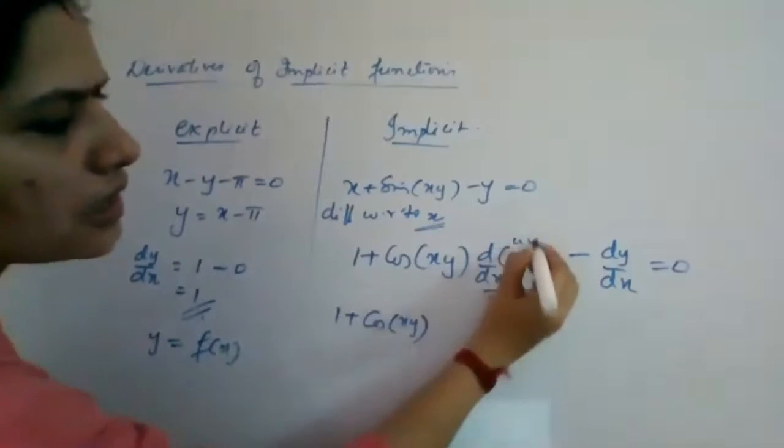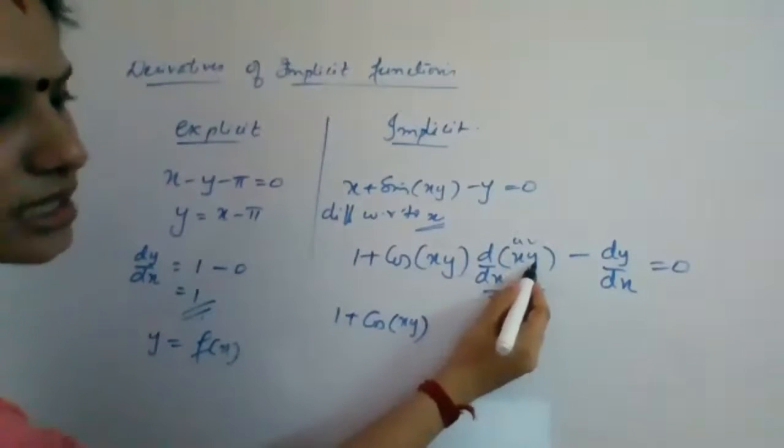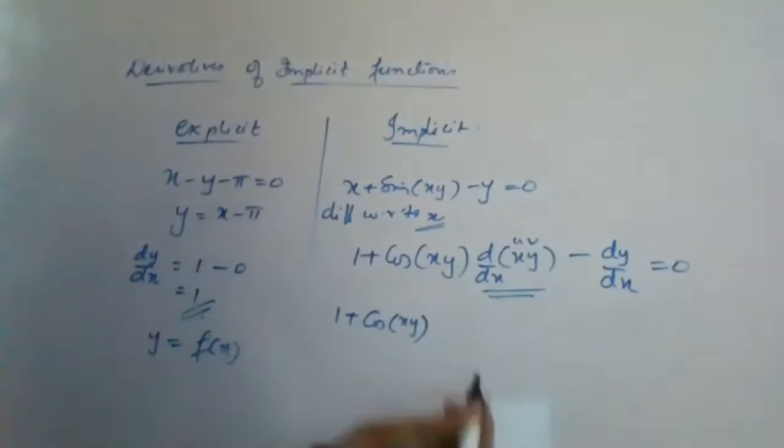This is actually u and v. This is also a function of x. y is also depending on x. That means y is also a function of x. Okay, like that you have to take.